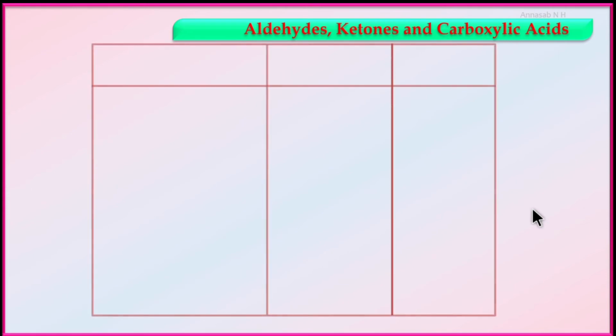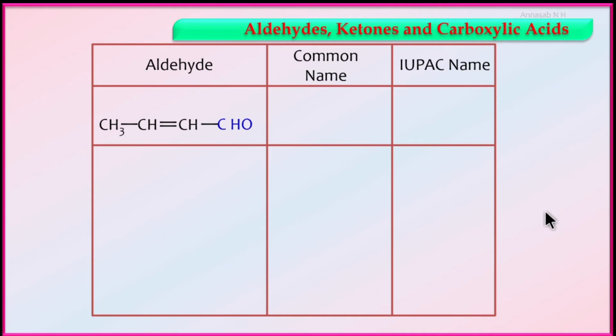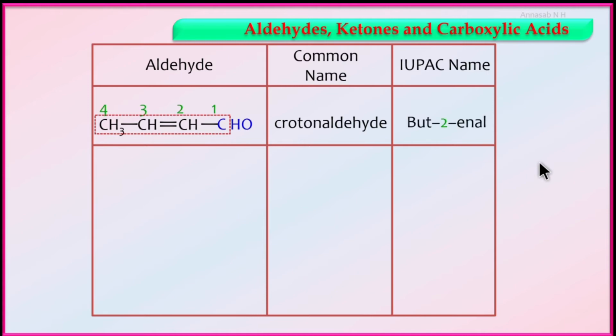A few more examples. CH3CH=CHCHO, total number of carbon atoms is 4, and there is a carbon-carbon double bond between the second and third carbon atoms. Common name, crotonaldehyde. And in the IUPAC system of naming, we also represent the double bond position. So it is but-2-enal or 2-butenal.